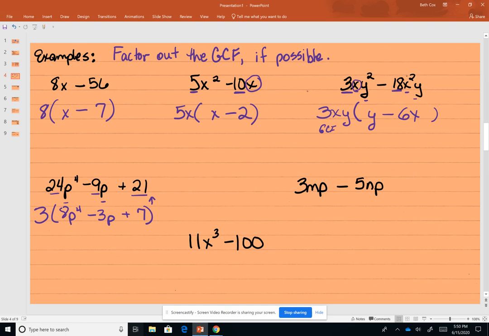All right, now on this other one, the p is the only thing that's common. And so I have 3m minus 5n, just like that.